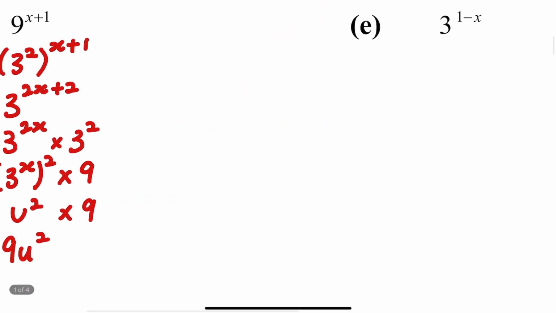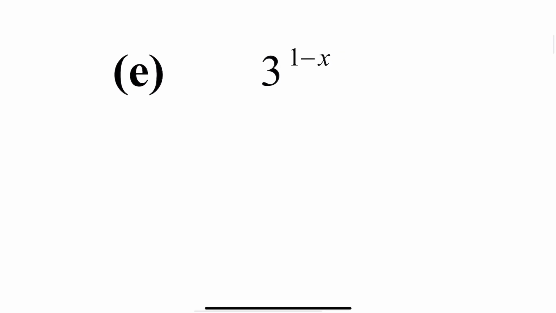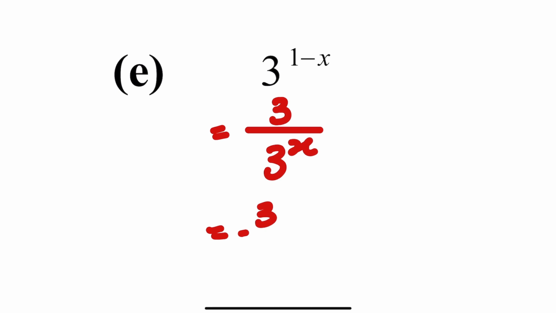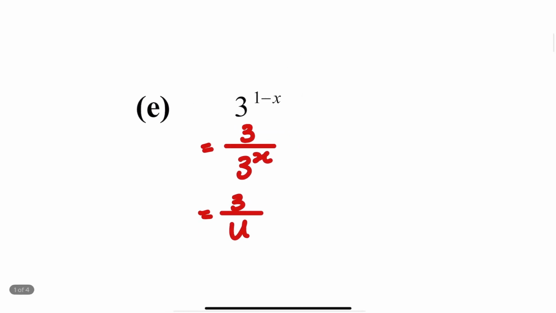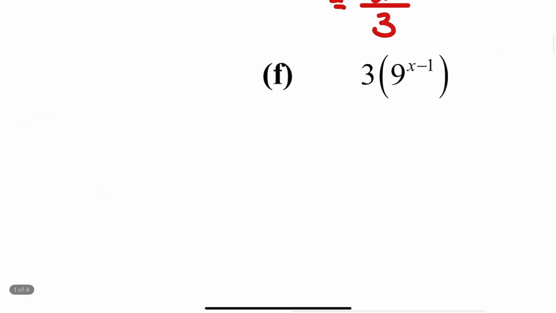Let's now look at part E. Part E over here, 3 power 1 minus x. By law of indices, this is simply 3 divided by 3 power x. Therefore, this is simply equal to 3 over u. Okay? Then the last one, part F.